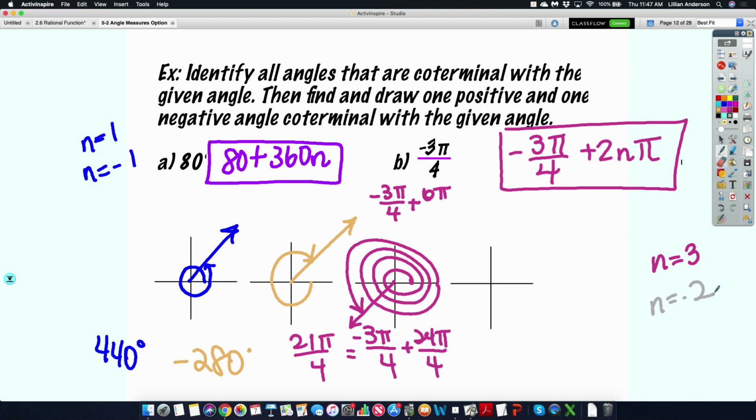What's negative 2 times 2? Negative 4. So this becomes negative 3 pi over 4 minus a negative 4 pi. Can y'all see that in the back? Okay. What's my common denominator, still going to be 4? So you have negative 3 pi over 4 minus 16 pi over 4. And what is that? What's negative 3 minus 16?